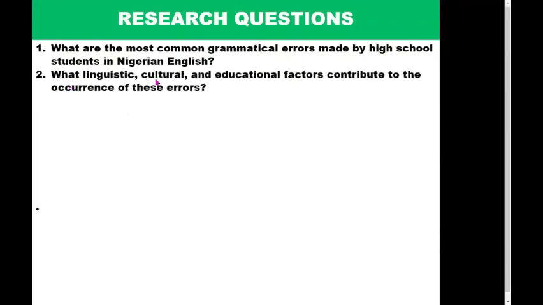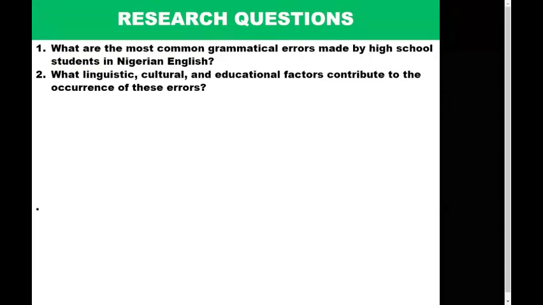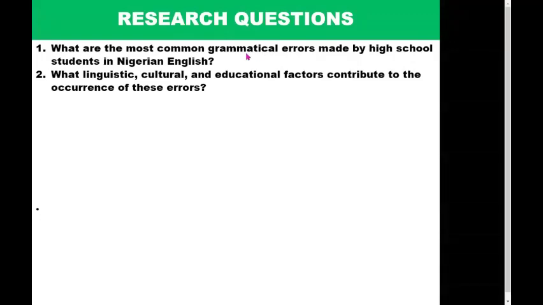One, what are the most common grammatical errors made by high school students in Nigerian English? There's a relationship between the research questions and the research objectives, because these questions are taken from the objectives, and then once these questions are posed, or raised, then the entire study will be devoted to providing cogent answers to the questions.